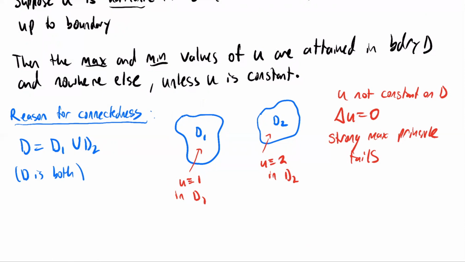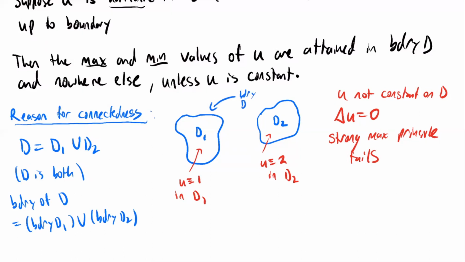Right, so just very briefly, what do I mean by the boundary of D? The boundary of D is mathematically defined to be the boundaries of D1 and D2 combined, or the union of the boundaries. So it's boundary of D1 union boundary of D2. And so that means it's this region and this region combined. The two blue curves are the full boundary of the domain.